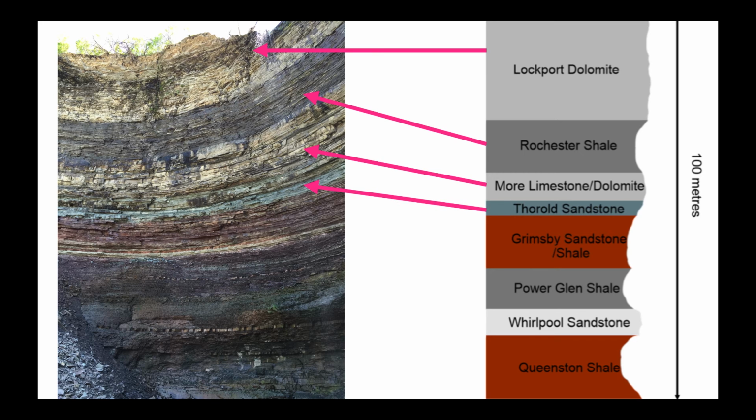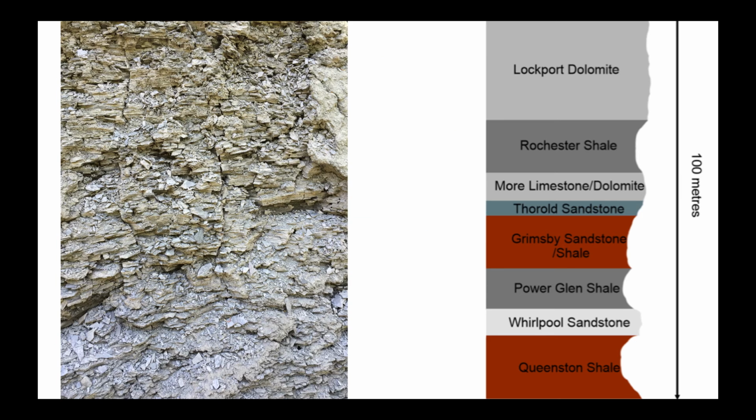You can see from this image the thin blue-gray Thorold Sandstone, almost greenish in places, followed by the Grimsby Shale or sandstone. Below that, we've got some Power Glen Shale. Now, you might be thinking, well, what about the other two layers? You have to walk a little bit to find those when you go visit the Devil's Punch Bowl.